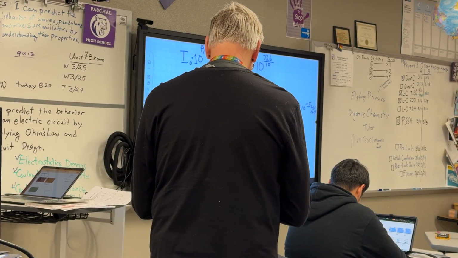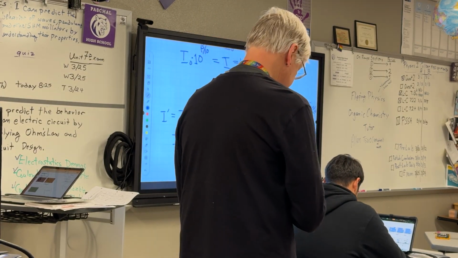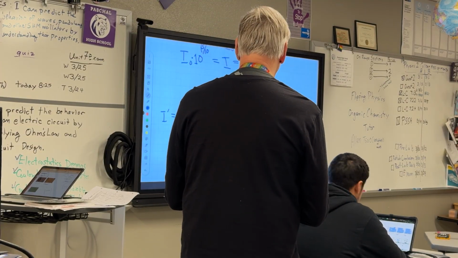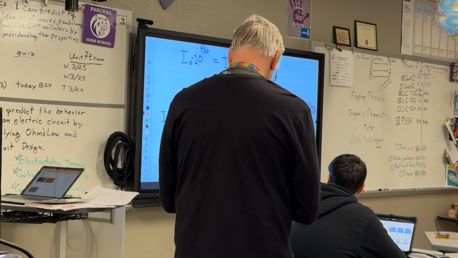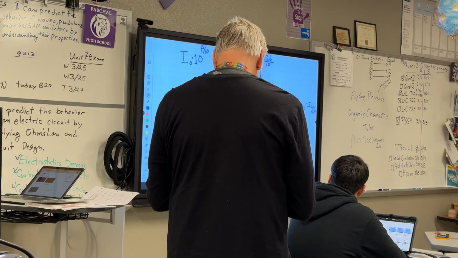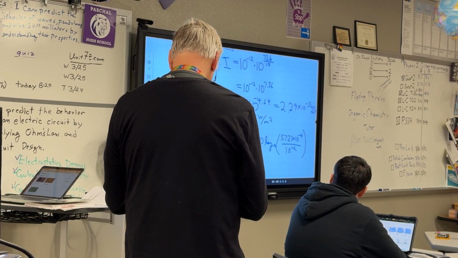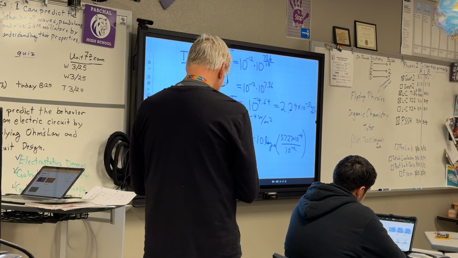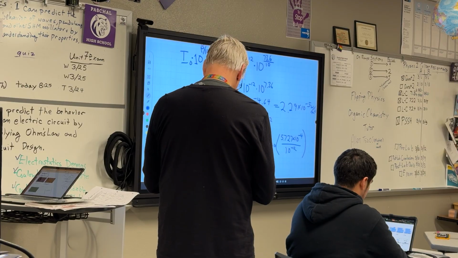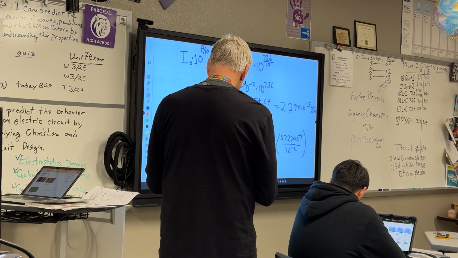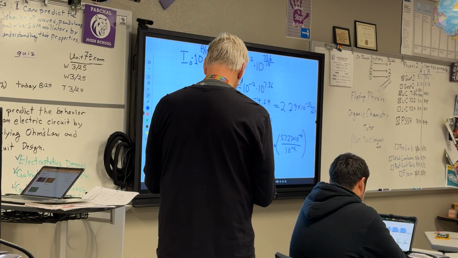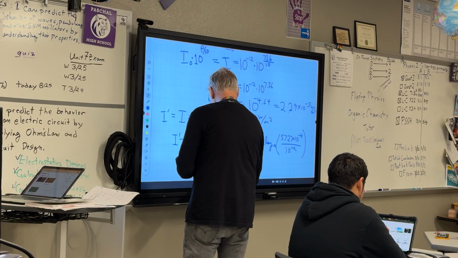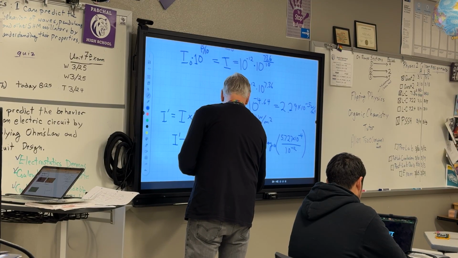And let's see if I can get a result of this. 5.727 times 10 to the negative 4 divided by 10 to the negative 12. Let's see if I did that all right. Okay, so this gives me a value of 87.6 decibels.